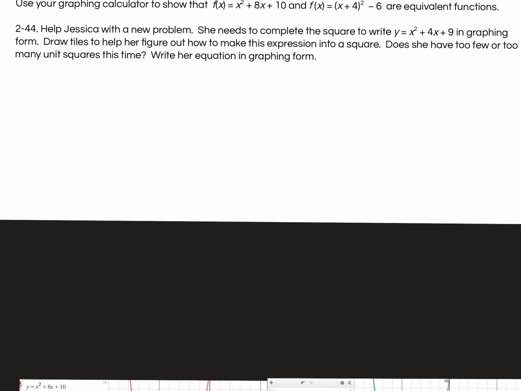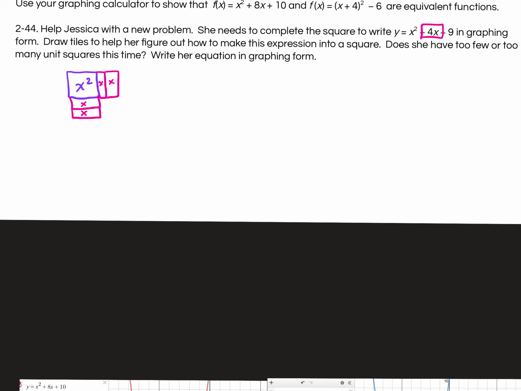So now Jessica has a new problem. She needs to complete the square to write y equals x squared plus 4x plus 9 in graphing form. We're going to try to draw the tiles this time and see how this works. So what I know is I have a single x squared tile, and then I know that I have 4 x tiles. So what I need to do is split them up so that I have 2 on each side: 2 that go to the right of x squared and 2 that go below x squared. So these are now my x tiles.